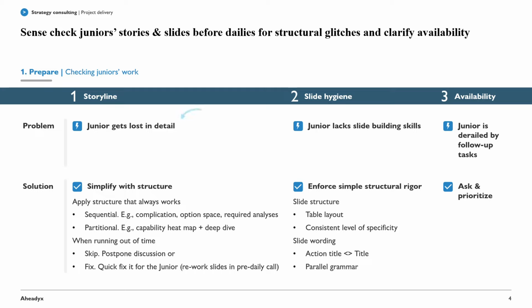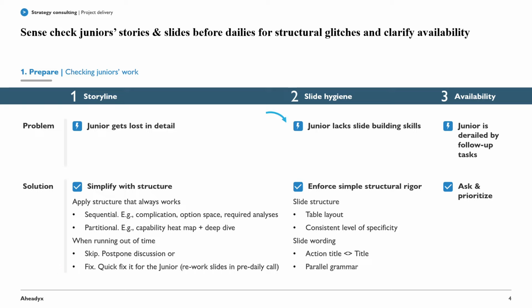Here 3 selected problems. The first one is juniors get lost in detail, and your job is to simplify the structure. Now, what does that mean? It means that you should enforce a structure that always works if the junior is just getting lost in detail. So here 2 ideas, either sequential or partitional. Sequential, for example, just start with the complication, the option space, and then the required analyses to choose an option. For partitional, here the idea is usually to go with something like a heat map, for example, of a capability, and then just do a deep dive on an area that you have more information on. When running out of time, check whether you can just postpone the discussion or whether you can just fix it in the pre-alignment call with the junior.